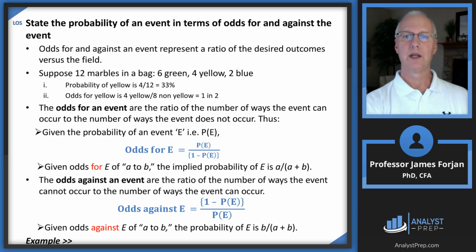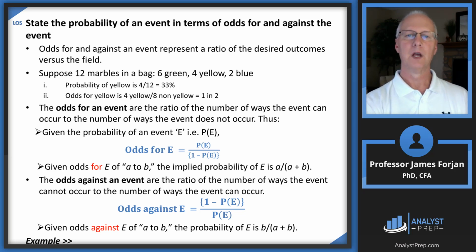All right, the odds are going to be determined based on a ratio. So let me give you a quick example here. Suppose that there are 12 marbles in a bag, 6 green, 4 yellow, and 2 blue. And let's suppose that we want to determine the probability of reaching into that bag and pulling out a yellow marble. The numerator is going to be the 4 yellow marbles in the bag divided by the total marbles in the bag, which is 12. So 4/12 is 33%.